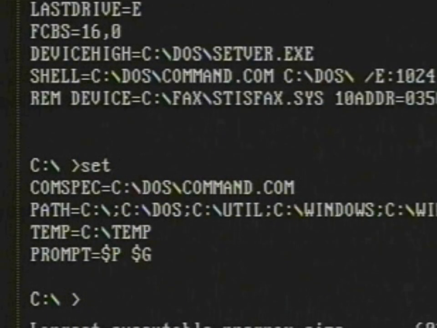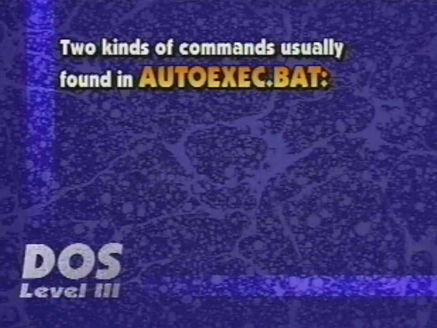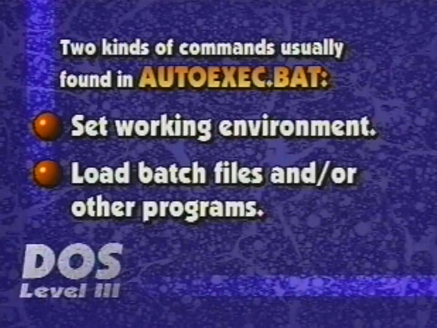Now let's take a look at our AUTOEXEC.BAT file. Everyone type the word type, followed by a space, and then the file name, autoexec.bat. Then press your Enter key. Two kinds of commands are usually found in the AUTOEXEC.BAT file: commands that set the working environment, and commands to load batch files and/or other programs.